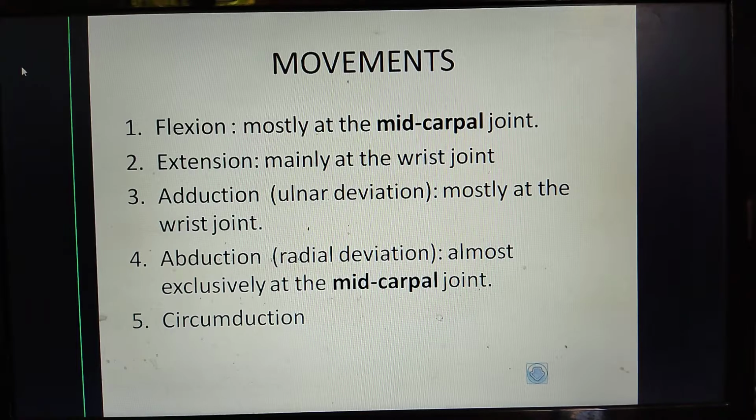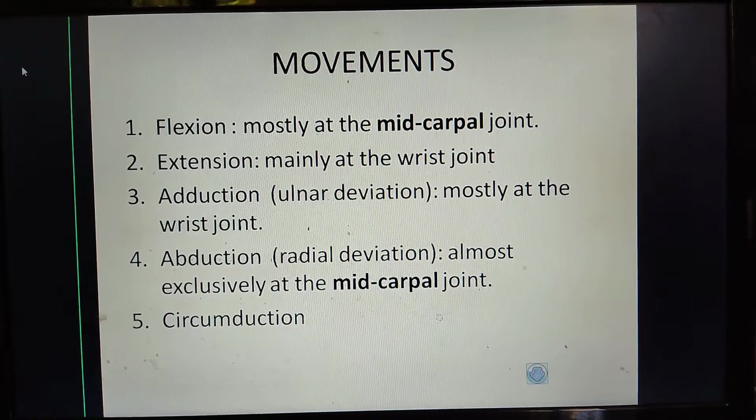Adduction is also called ulnar deviation. It mostly occurs at the wrist joint, and abduction is called radial deviation, and it mostly or exclusively occurs at the mid-carpal joint. Adduction and abduction take place in an anteroposterior axis.